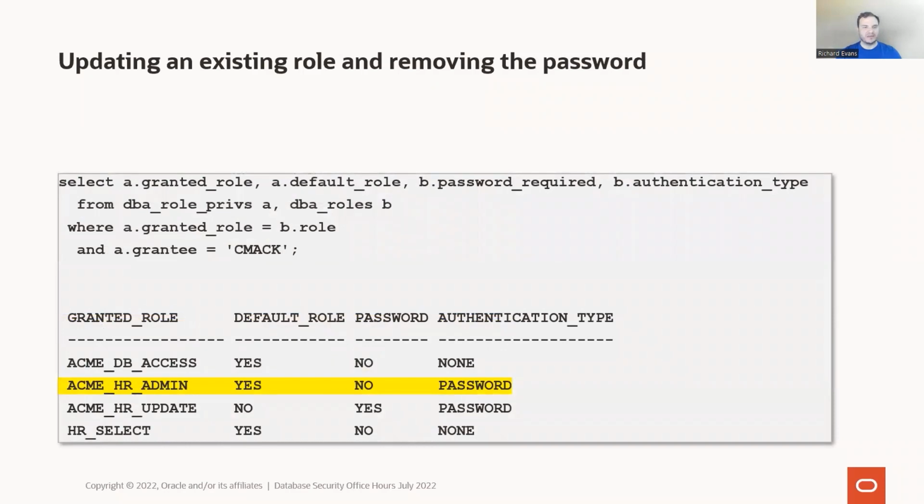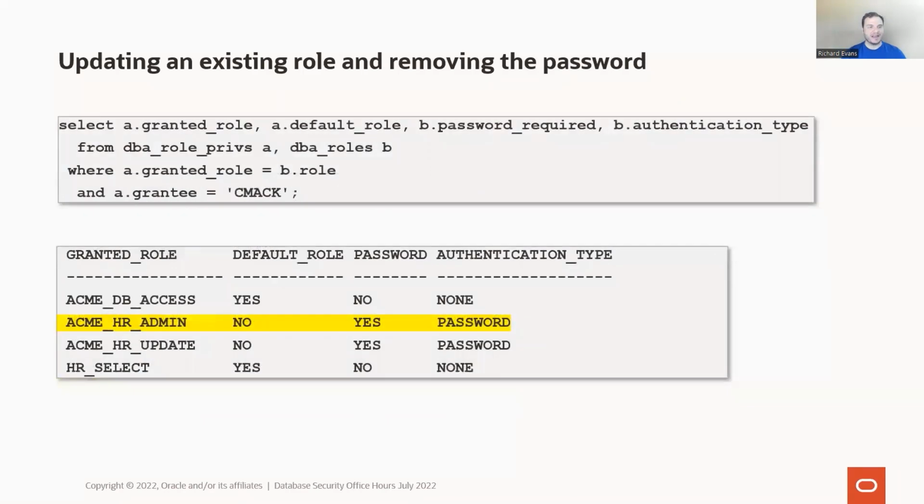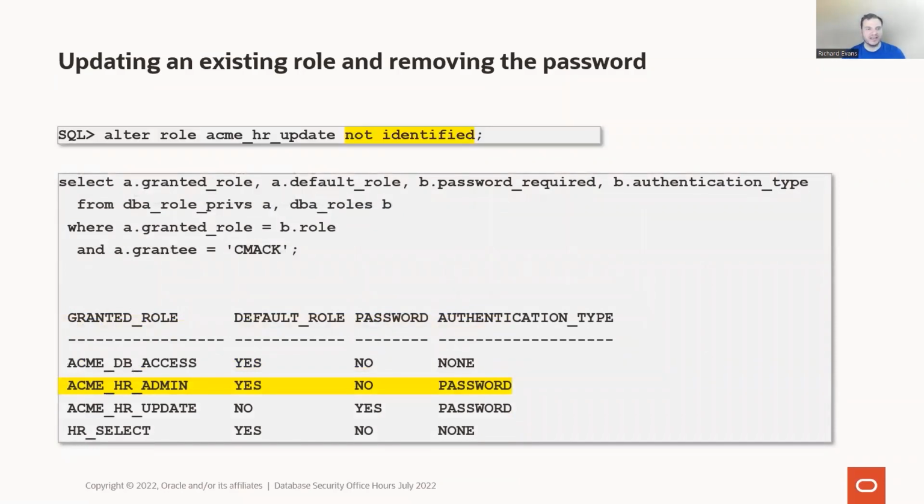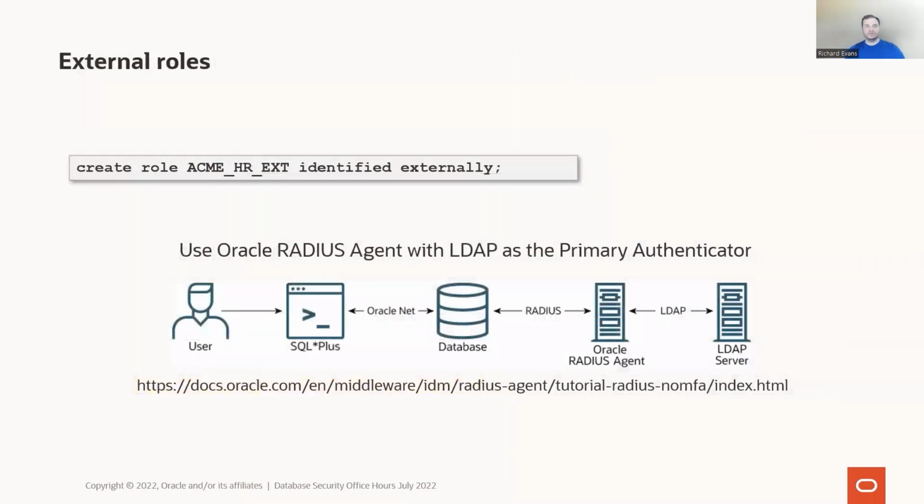And so then we can just compare, and we can easily flip him back to where he is no longer using that password, and he can just authenticate, and he's got those two roles set as default, okay? So again, alter role HR update not identified, and our HR admin role is now, password is no, default role is yes, okay?